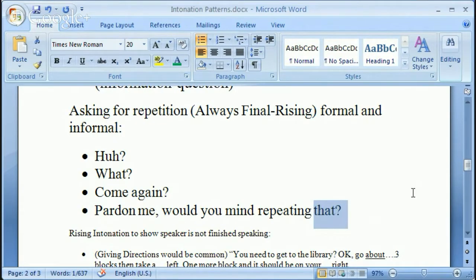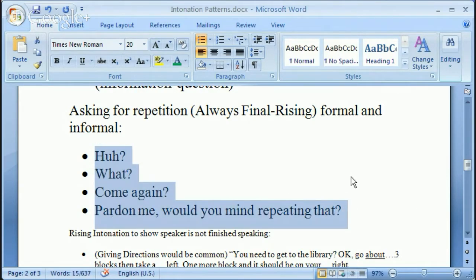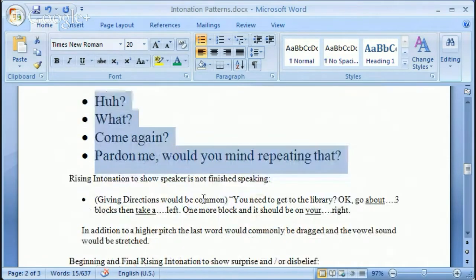Does anybody know any more expressions for asking somebody to repeat information? Open question? Anybody? What are other words? Could you repeat that? Very good. Please repeat. Possible. Excuse me? Very good, Sophia. Excellent. I'm sorry, I didn't catch that. More formally, "I didn't catch that" is a good one. Sorry, I didn't catch that. I apologize. Could you repeat, please?